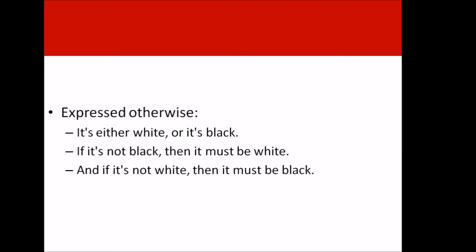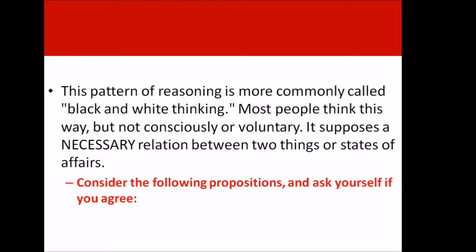Expressed otherwise, it's either white or it's black. If it's not black, then it must be white. And if it's not white, then it must be black. This pattern of reasoning is more commonly called black and white thinking. Most people think this way, but not consciously or voluntarily. It supposes a necessary relation between two things or states of affairs.